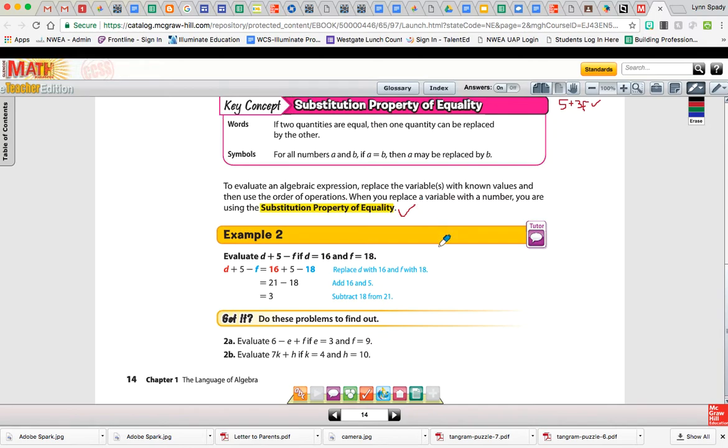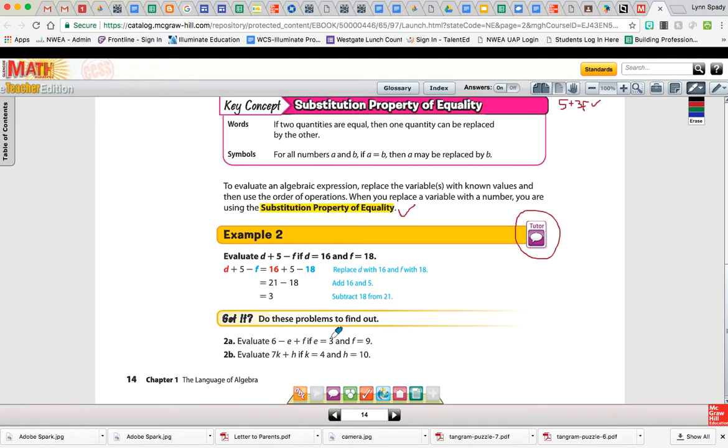Okay, the substitution property of equality means that when you replace the variable with a number, you are using the substitution property. Again, there's a video that you can reference if you need help with that and you want to work through a few more examples.